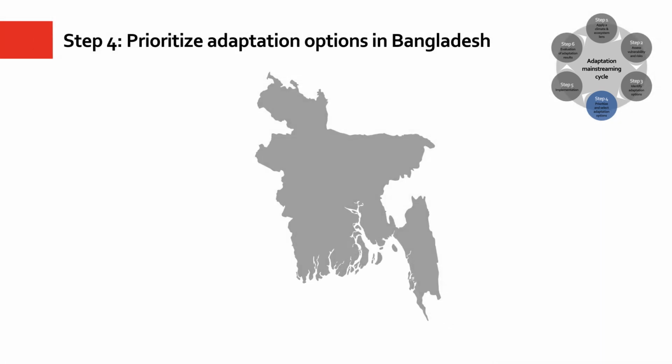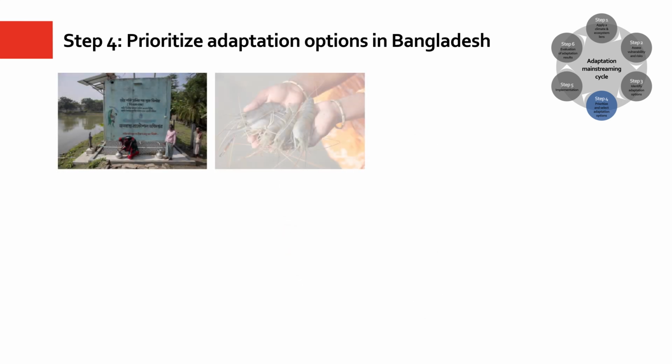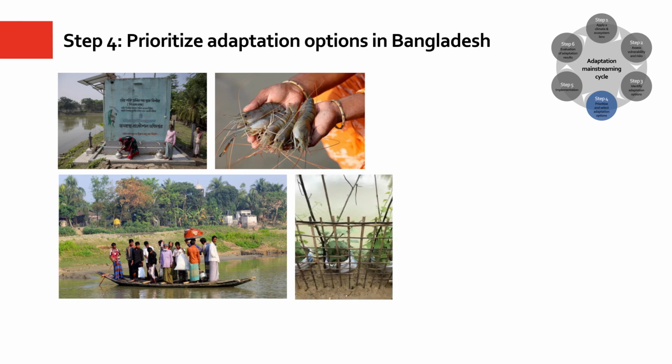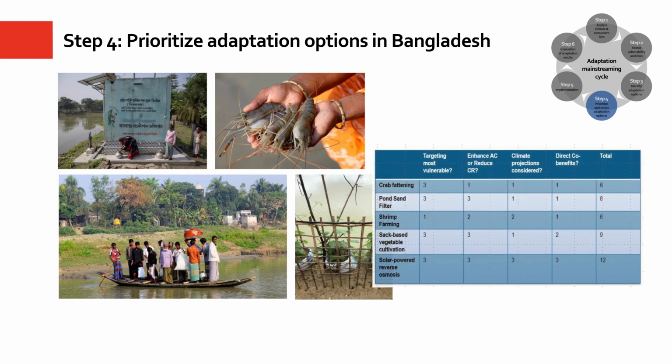In coastal Bangladesh, people are exposed to cyclones, but also salinization, which makes agriculture increasingly difficult and impacts also on water quality. Several measures were identified that could address these challenges. Among them are crab fattening and shrimp farming for higher incomes, pond sand filter and solar-powered reverse osmosis for treating saline water, as well as sand-bagged vegetable gardens to protect harvests from floods. Next, these measures were assessed against selected criteria.